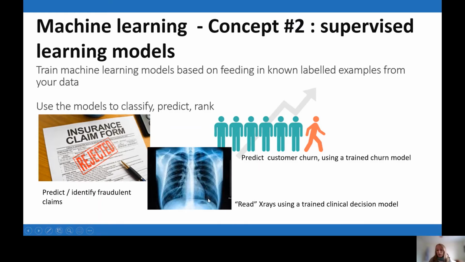The same principle, for example, of reading X-rays, you can train a machine learning algorithm to be able to automatically read X-rays based on previous examples. The same with having a model that can predict which of your customers are going to churn based on past examples. The principle is the same. By learning from prior data, from historical data, you can build very powerful classification, prediction, ranking, and so on.